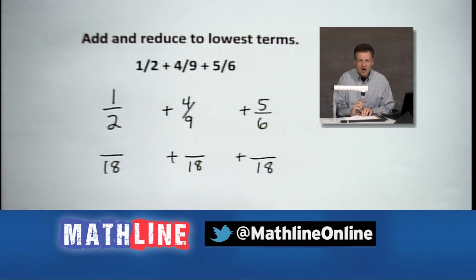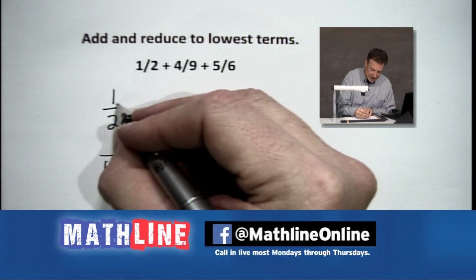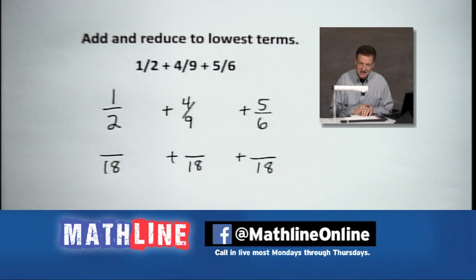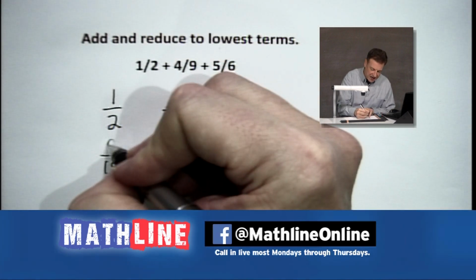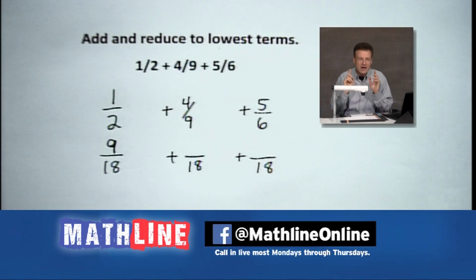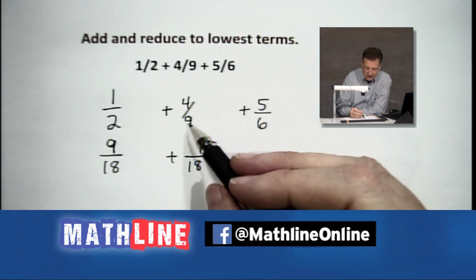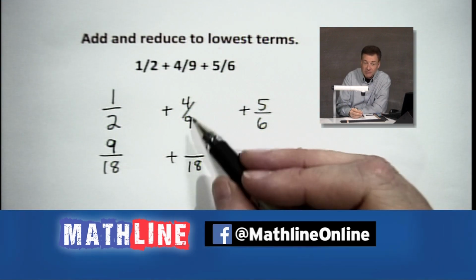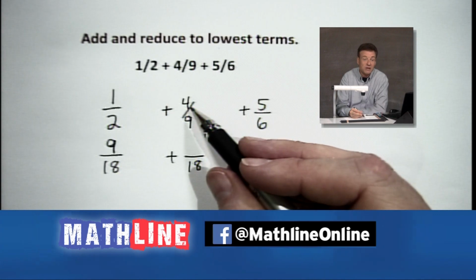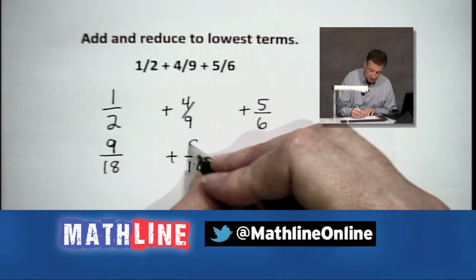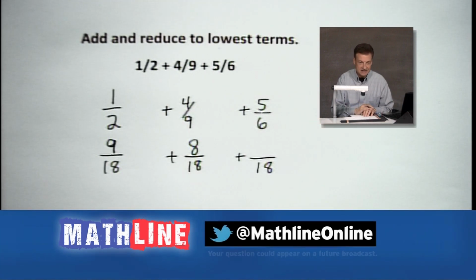So, starting. Multiply this 2 by 9. That's how you got to the 18, right? So you're going to put 9 over 18 because that's what 1/2 works out to be. Let's take a look at our next one here. We multiplied by 2. That means we need to double the 4 also, or multiply by 2. That's going to give us 8 over 18.